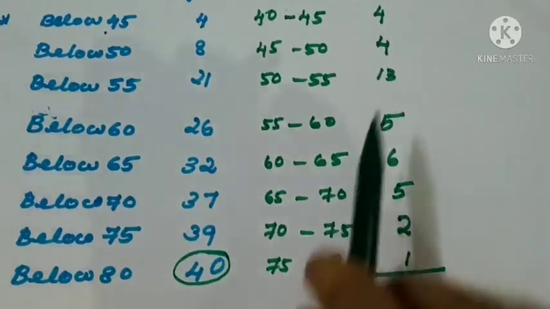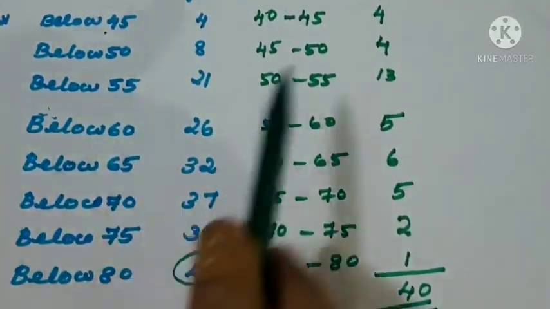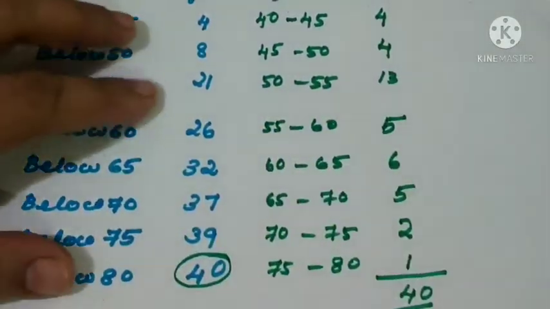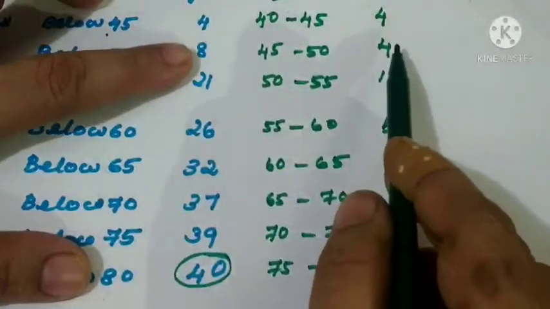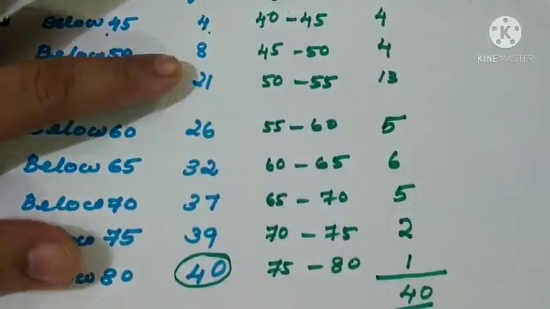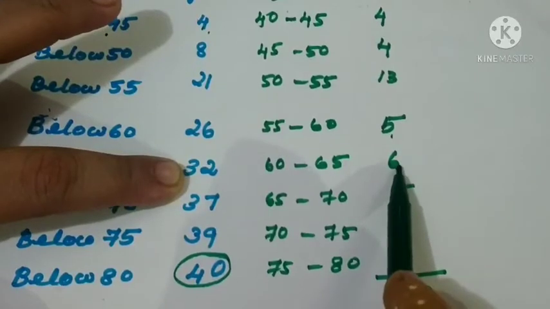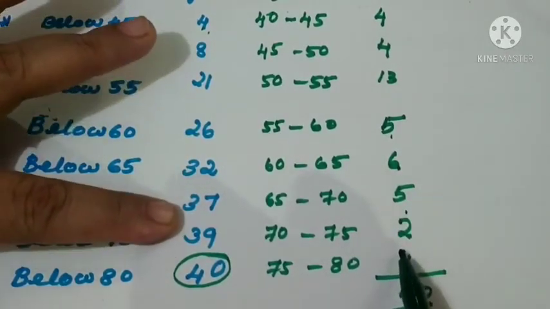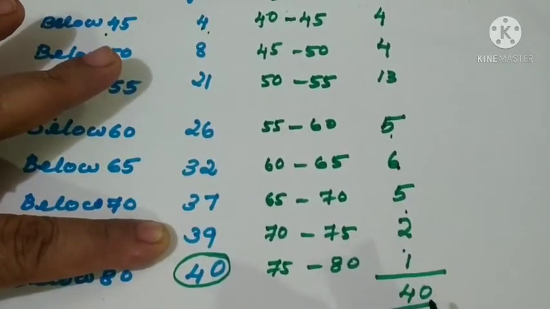What have we done? If it is a less than type, we have taken the upper limit and we have taken the differences, the successive class interval differences. 4 minus 0, that is 4 only. 8 minus 4, 4. 21 minus 8, 13. 26 minus 21, it is 5. 32 minus 26, it is 6. 37 minus 32, it is 5. 39 minus 37, it is 2. 40 minus 39, it is equal to 1.